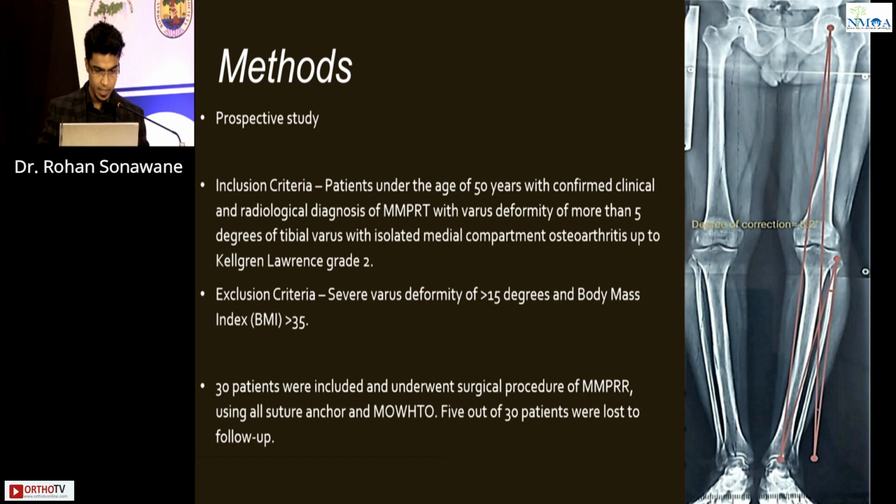The inclusion criteria were patients under the age of 50 with a confirmed clinical and radiological diagnosis of medial meniscus posterior root tear with a varus deformity of more than 5 degrees, with isolated medial compartment osteoarthritis up to Kellgren-Lawrence grade 2. Exclusion criteria: severe varus deformity of more than 15 degrees and a body mass index of more than 35. 30 patients were included and underwent medial meniscus posterior root repair using an all-suture anchor and medial wedge osteotomy. 5 out of the 30 patients were lost to follow-up.